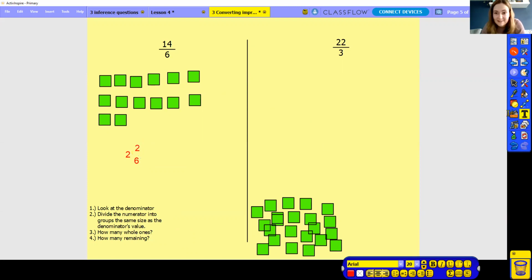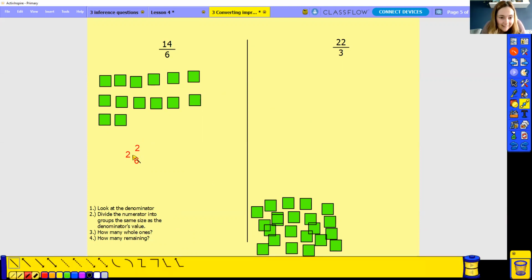Is that okay, Poppy, or is that a bit too tricky for you? Okay, 2 and 2/6. I want you to have a go at the one on the right now in front of you. You can draw little circles if that helps you to sort them out and see how many. What is your mixed number for the improper fraction? So you can convert it from that improper fraction to a mixed number. Off you go.